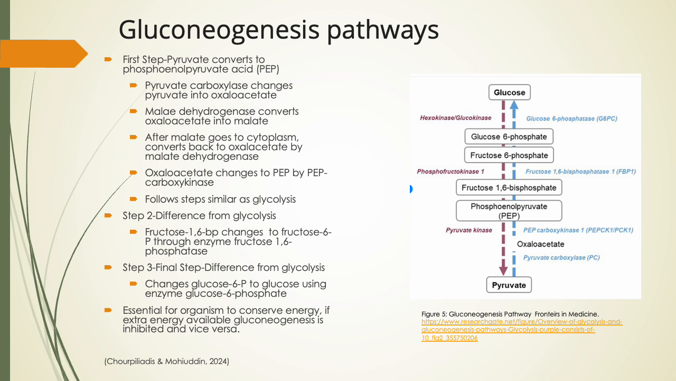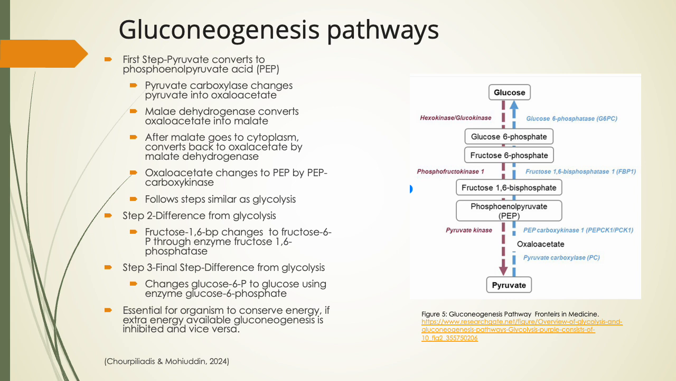Pyruvate carboxylase, found in the mitochondria, changes pyruvate into oxaloacetate. Malate dehydrogenase converts oxaloacetate into malate. This needs to be done since oxaloacetate cannot cross the mitochondrial membrane. After malate crosses the mitochondrial membrane, it goes to the cytoplasm where it converts back into oxaloacetate through another malate dehydrogenase. Finally, oxaloacetate is changed to PEP through PEP carboxykinase. Then the following steps are similar to glycolysis.